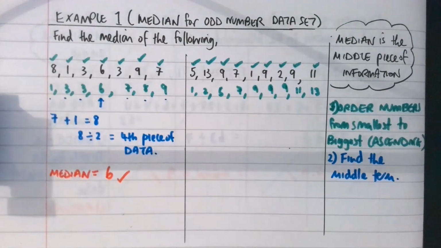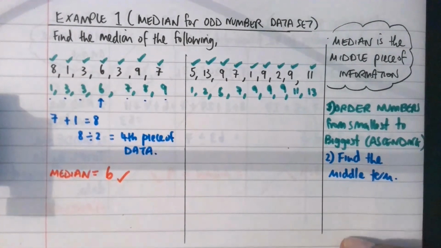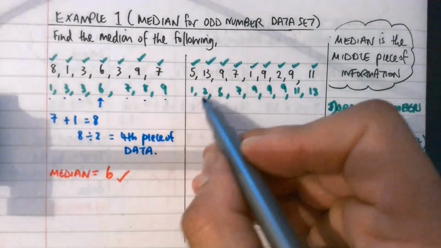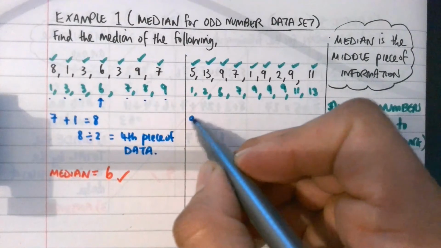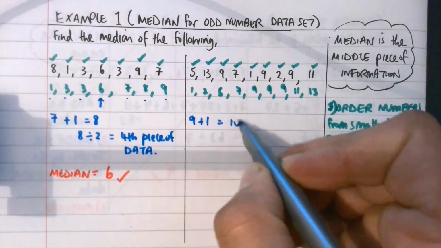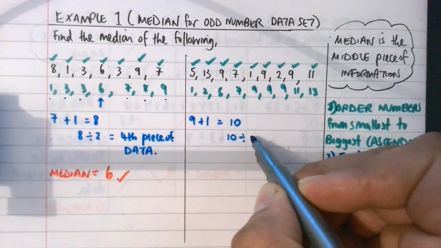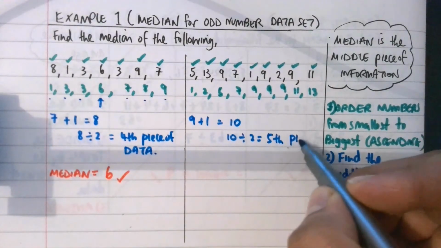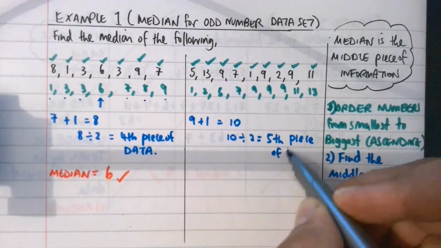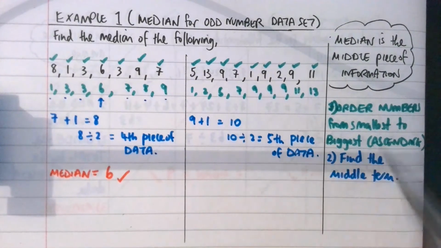So now we're going to find the middle term. I'm going to count how many pieces of information we have, and again there are 9 pieces of information this time. So 9 plus 1 is 10, and then we're going to half 10, which is the 5th term. So remember, we're always adding 1 so that when we half it we get a nice whole number. So we're looking for the 5th piece of data.